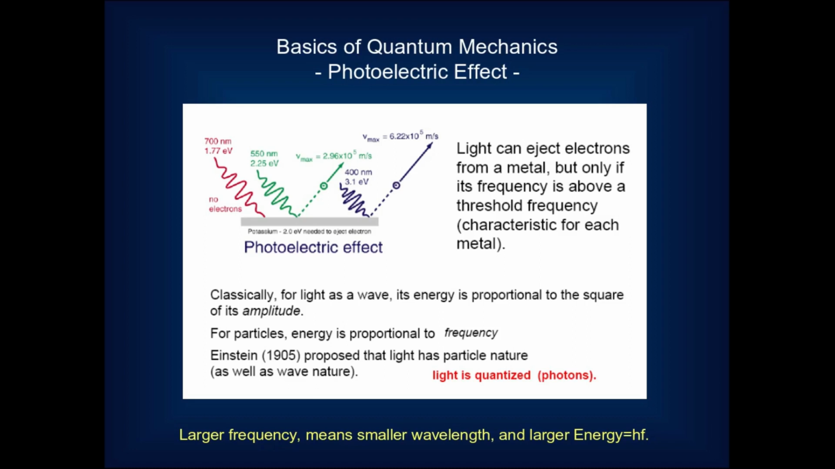Which means that as per the classical theory, for light as a wave, its energy is proportional to the square of the amplitude. For a particle, energy is proportional to the frequency. Therefore, Einstein proposed that light has a particle nature if we talk about the photoelectric effect.